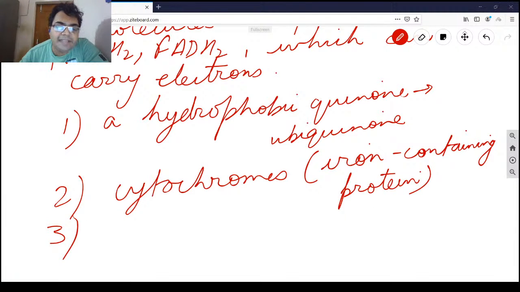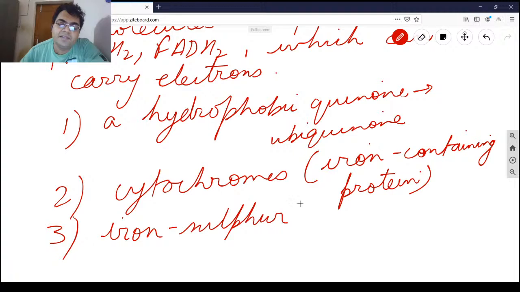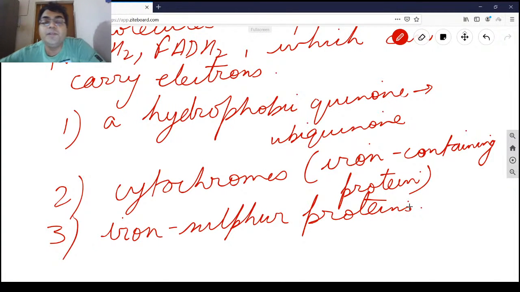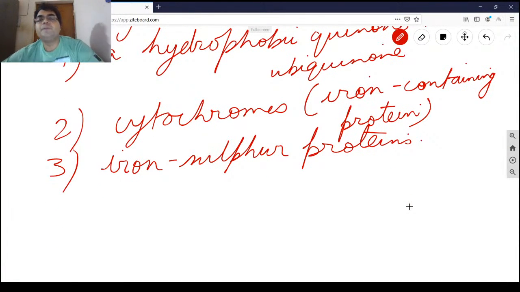Number three is known as iron-sulphur proteins. So there are three types of molecules except NAD plus, and you can also say FMNH2 (flavin mononucleotide) and FADH2 (flavin adenine dinucleotide) that can carry the electrons. And why they are necessary, I'll tell you.